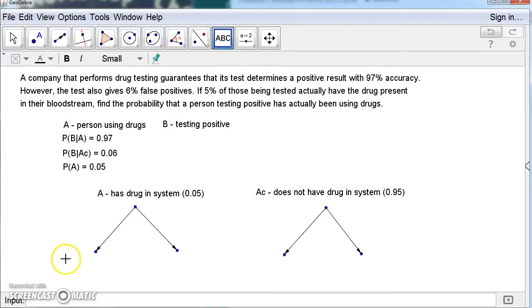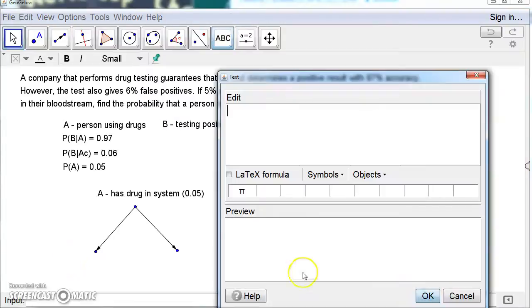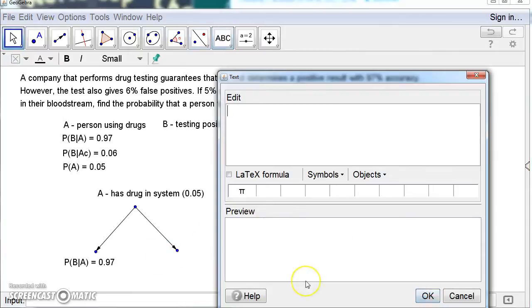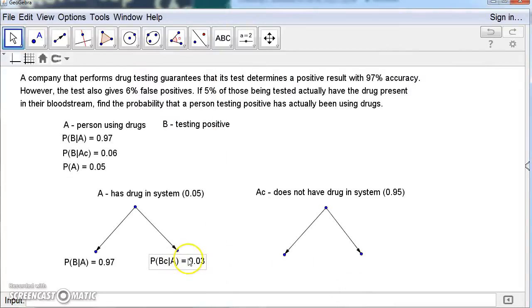So now we're going to add the other information we know. The probability of B given A is 0.97. So that's going to go here. Probability of B complement given A, right? In other words, this is the chance that the person actually has the drug in their system, but the test does not pick it up. And there's a very small chance of that, right? It's only 3% chance that occurs, because 97% chance it got caught, so 3% it doesn't.